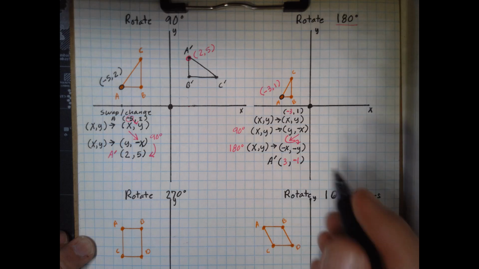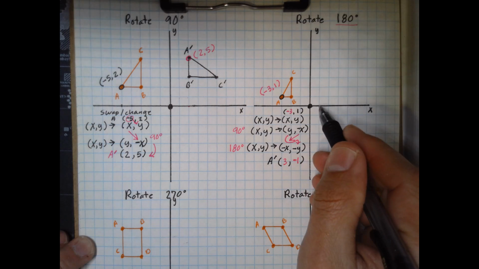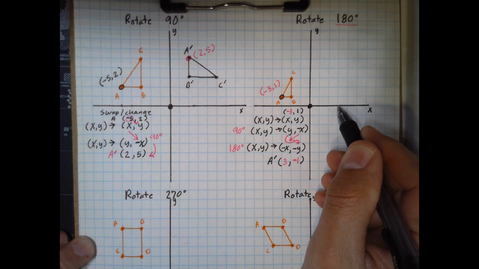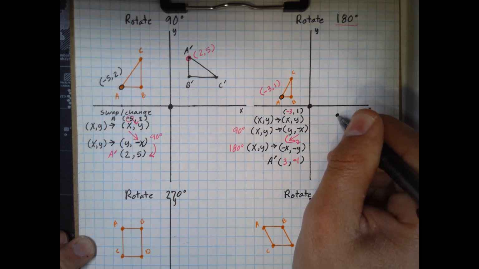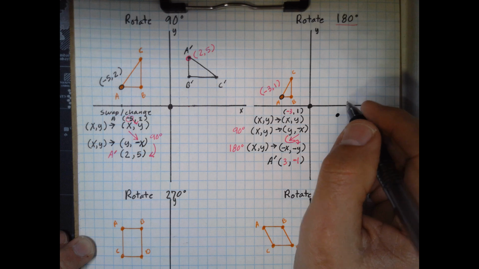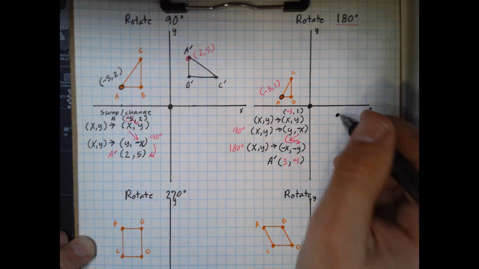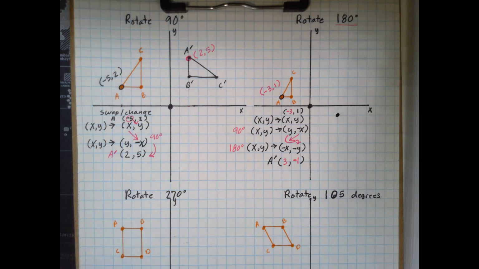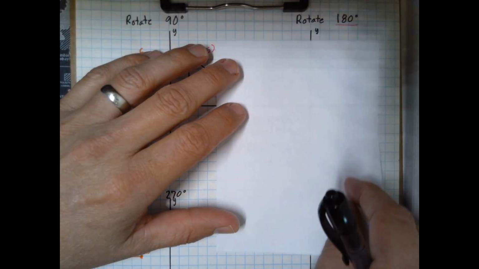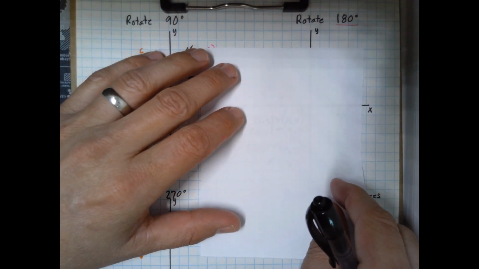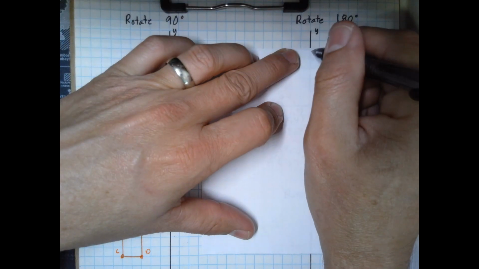So let me go ahead and find 3, negative 1. I'm going to go over 1, 2, 3, and down 1. So that's 3, negative 1, and that should be my A prime. Now I'm going to go ahead and get some more paper real quick. We're going to draw this image and we're going to rotate it. I still think the easiest way to do it is just using this paper and rotating it, but I wanted to show you that there's another way to do it so that you know both.